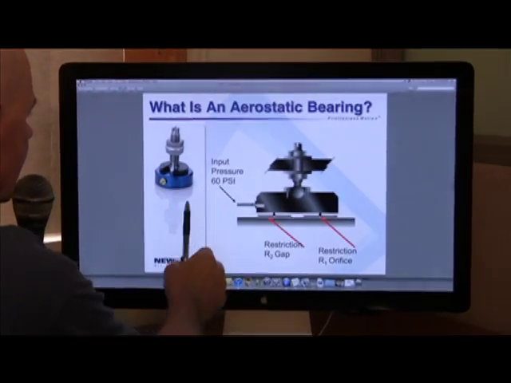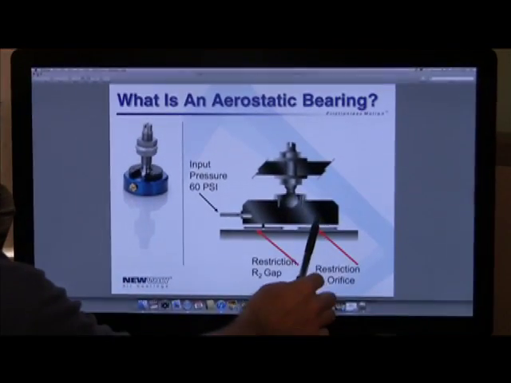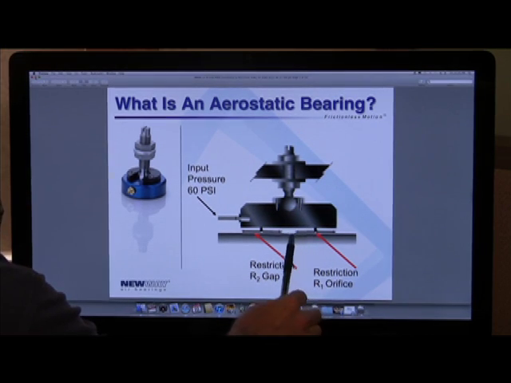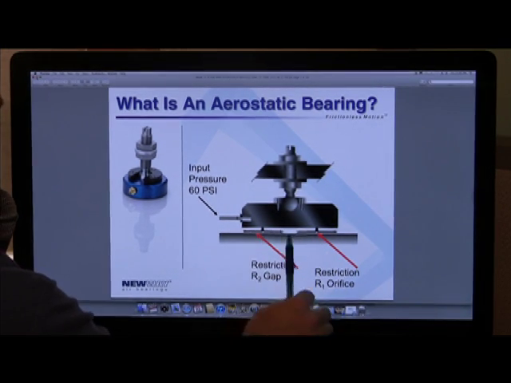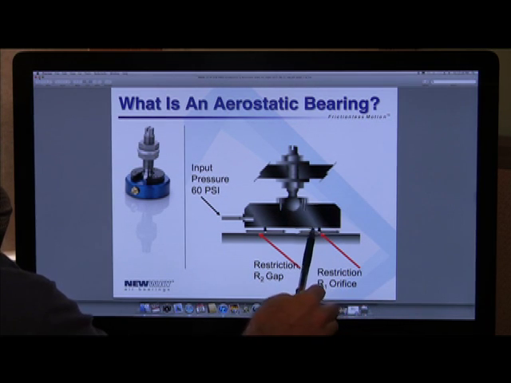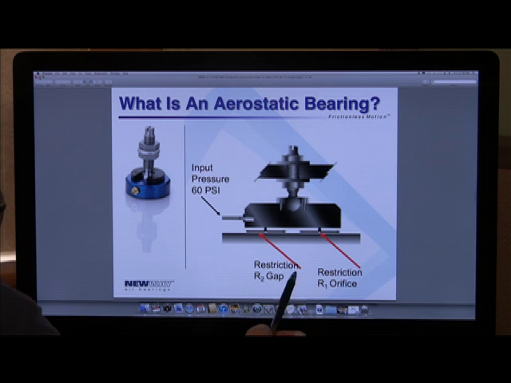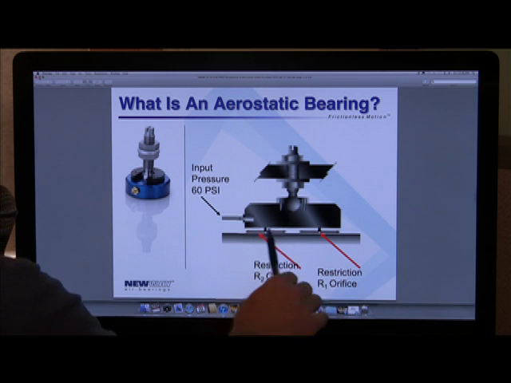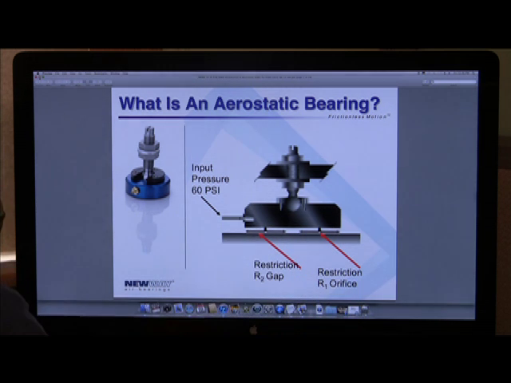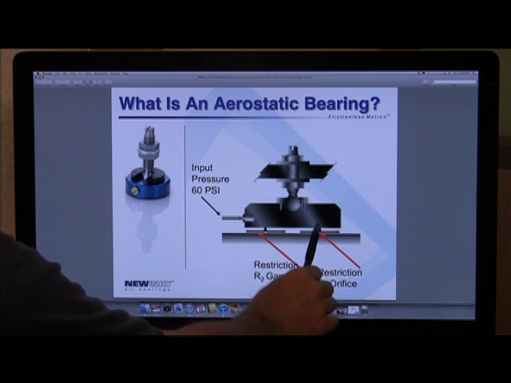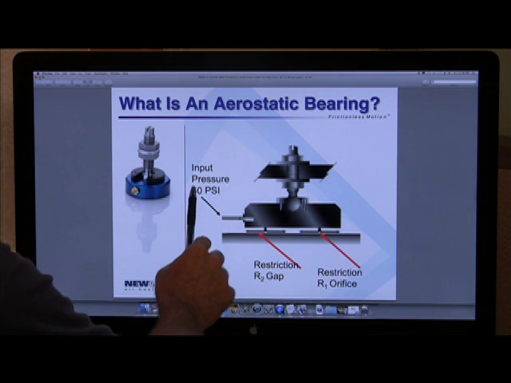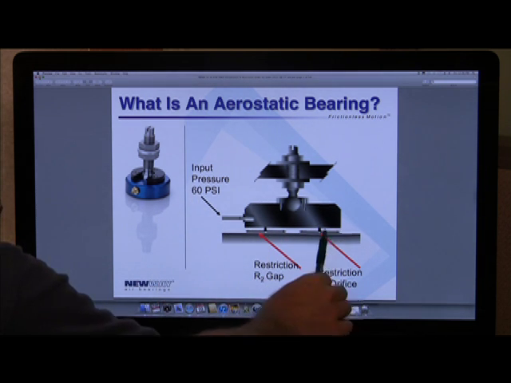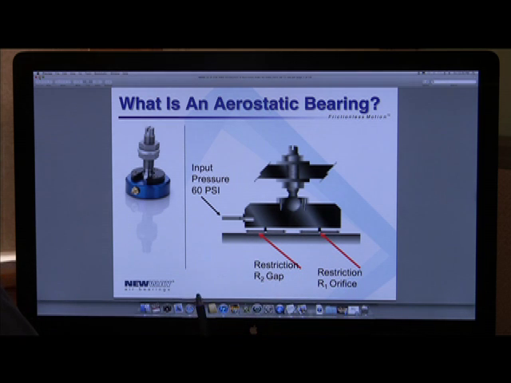We've got an input of say 4 bar, and then there's a restrictor that shuts the flow down, and then there's a restriction of the gap itself. So as the air flows through the gap, that restriction is what is actually carrying the load. So the pressure in the gap times the area has to equal the load that's being put on it. Now the restrictor is normally designed so that if you've got a 4 bar input, you get about 2 bar in the gap. Now that's as a rough estimate starting point.